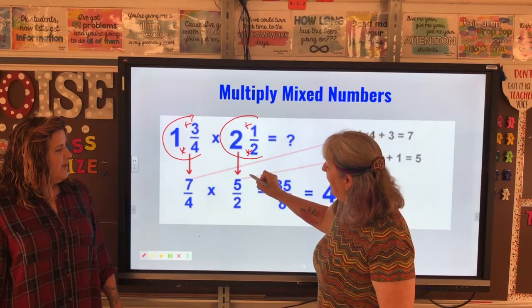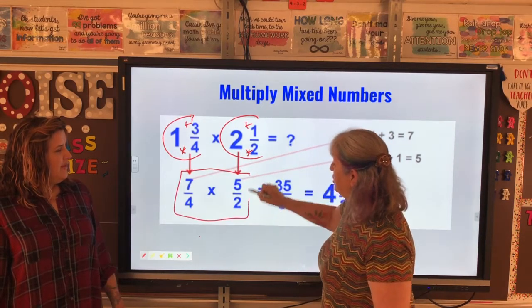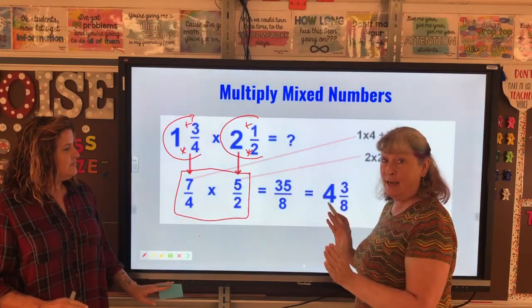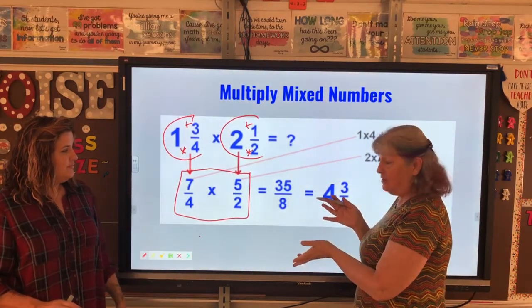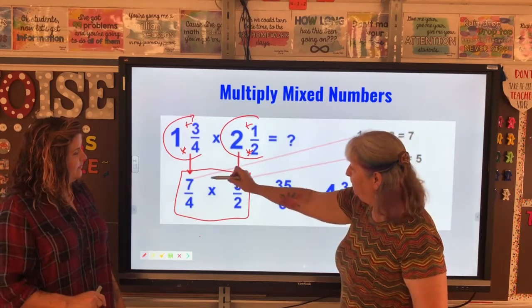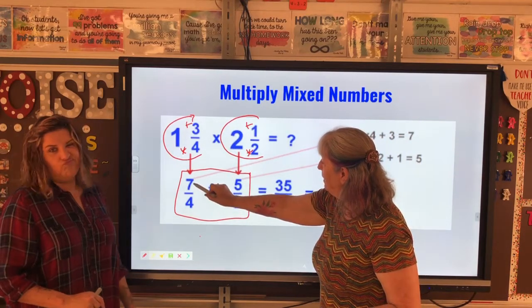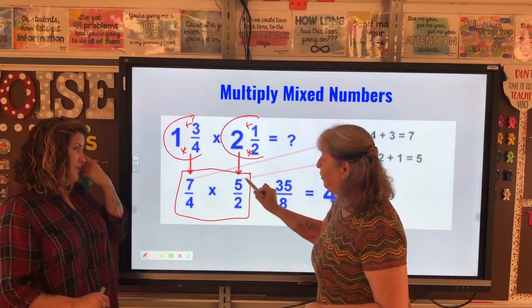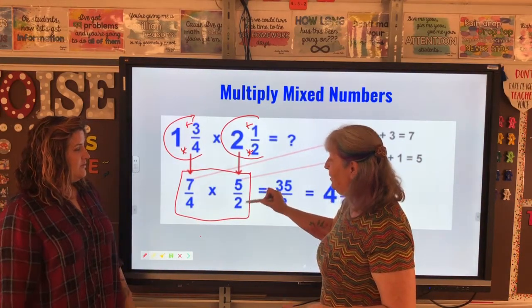2 times 2 is 4, plus 1 is 5 over 2. So now I have this as my fraction problem, a fraction and a fraction. I am going to look for some cross canceling, because that works with mixed numbers. So 4 and 7 have nothing in common. 7 and 2, they're both prime. 5 and 4 are number neighbors. 5 and 2, no.